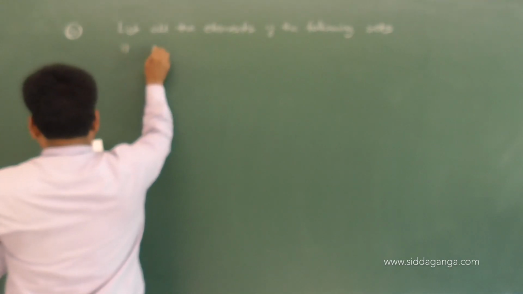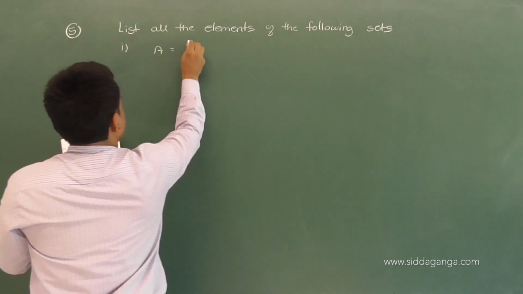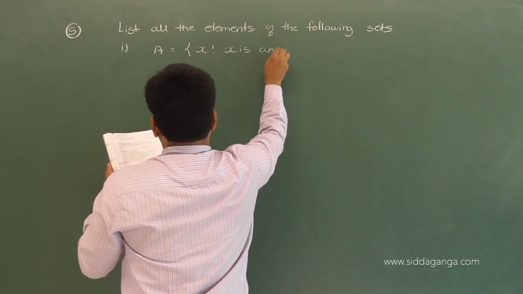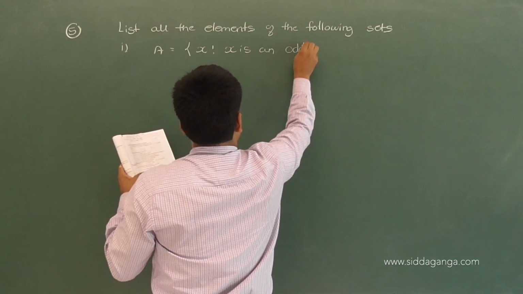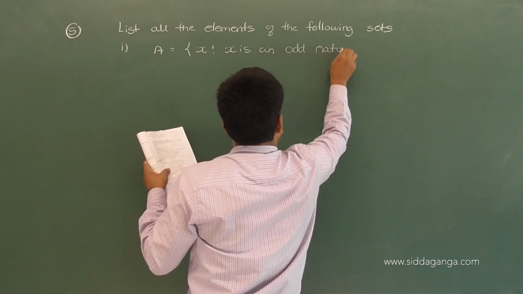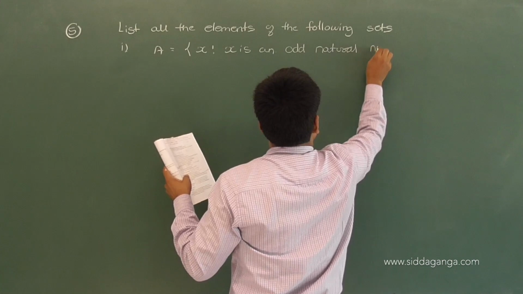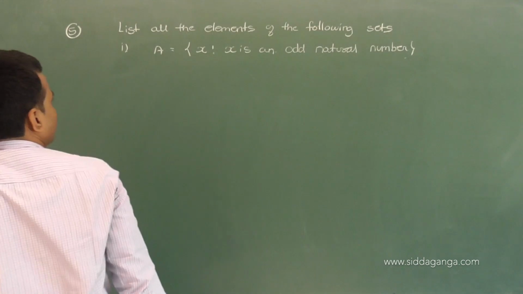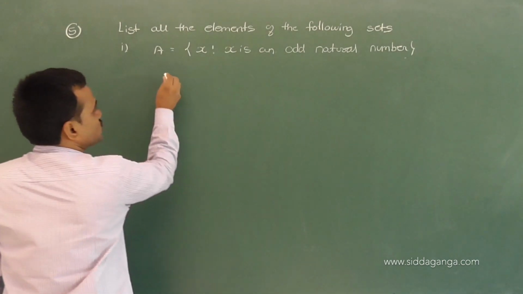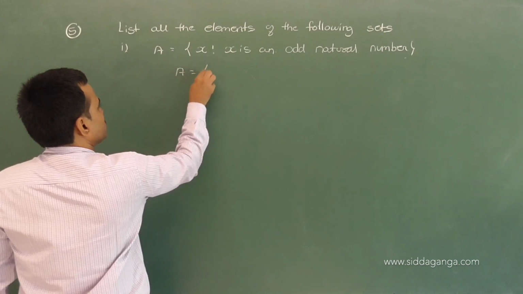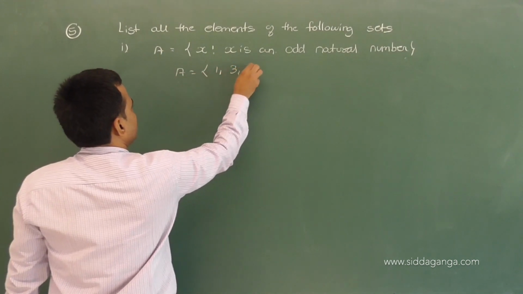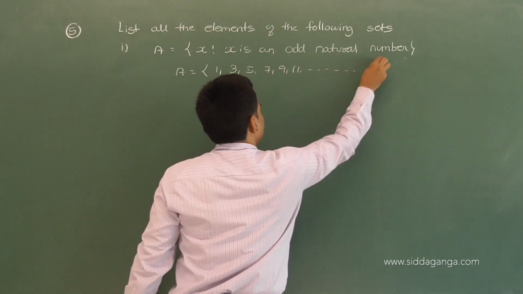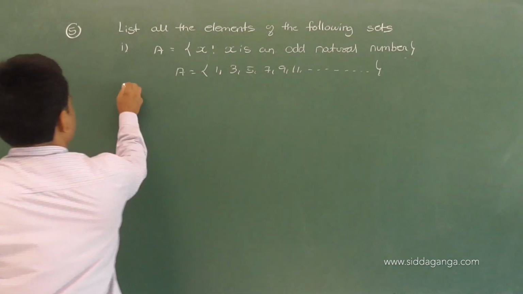First question. A is equal to x such that x is an odd natural number. So list all the elements x such that x is an odd natural number. Solution: odd natural numbers are 1, 3, 5, 7, 9, 11, etc. Correct na?